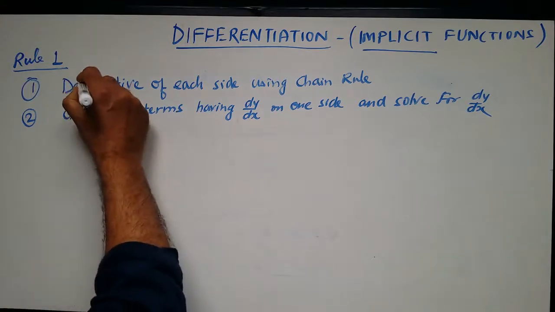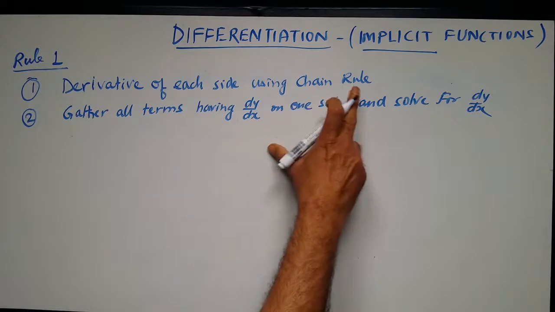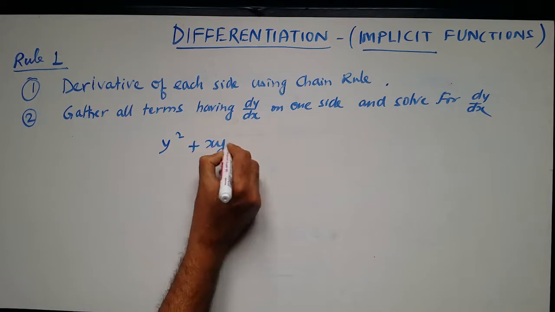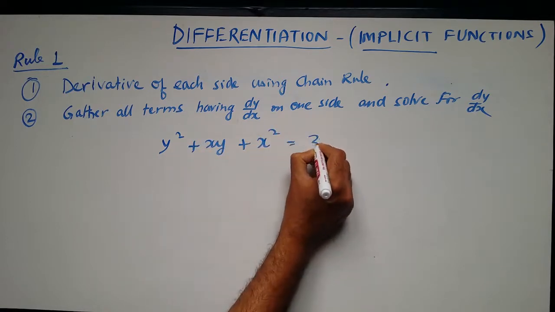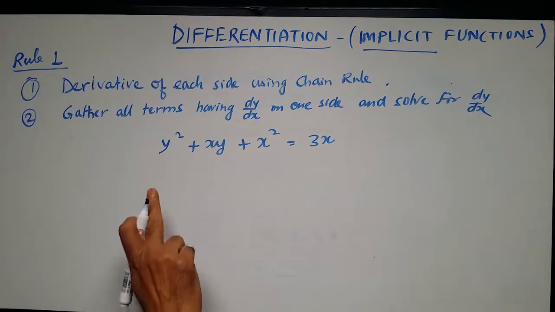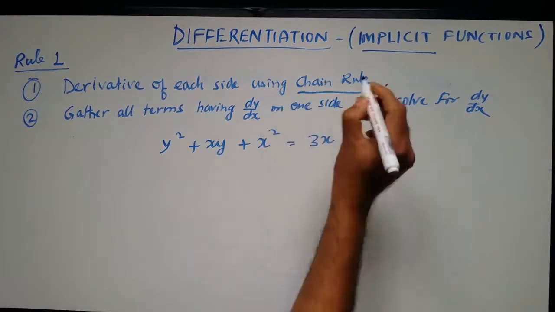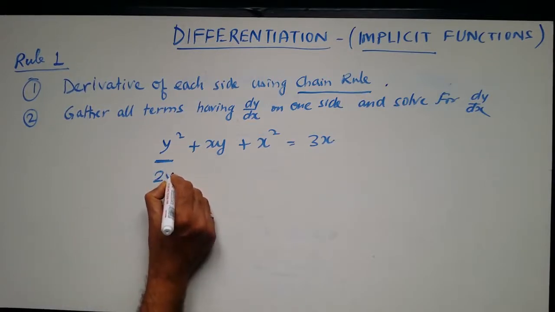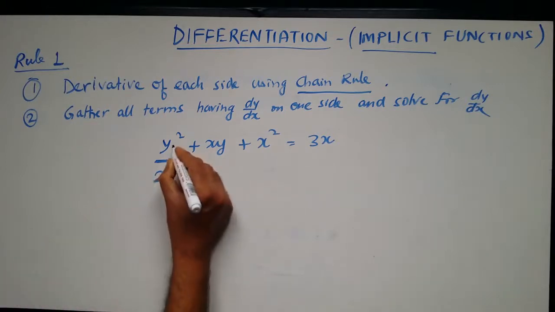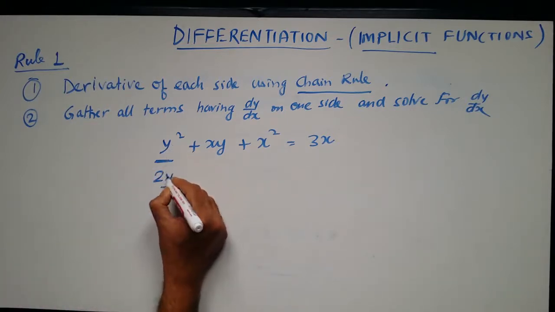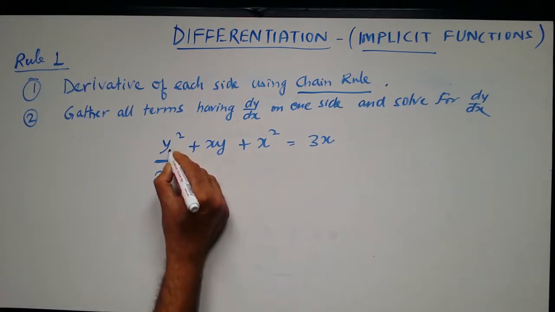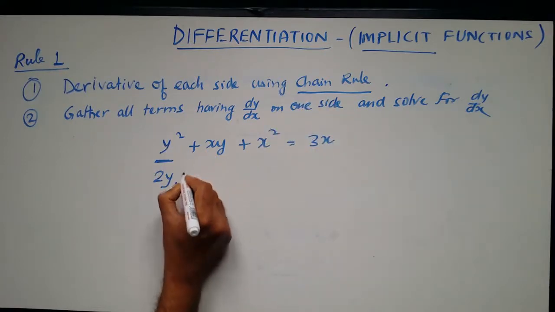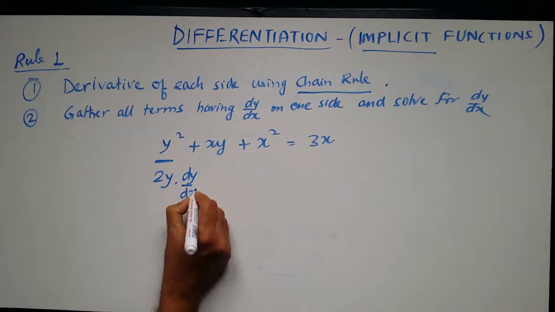Now, step number 1 is to find the derivative of each side using the chain rule. Let's take an example. Let's say y squared plus xy plus x squared is equal to 3x. How will you find the derivative of both sides using the chain rule? Let's first find the derivative of y squared. The derivative of y squared with respect to y is 2y. Now y is not a function of x, but we have to find the derivative of y squared with respect to y, so that is 2y. Applying the chain rule, since we have to find the derivative with respect to x, we multiply it by dy by dx.